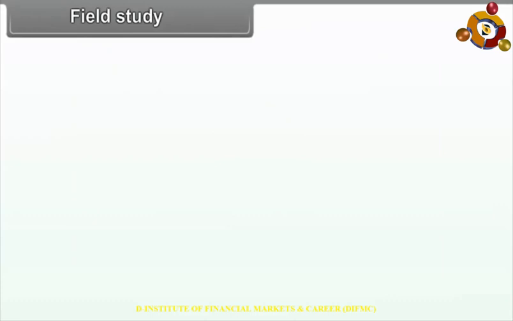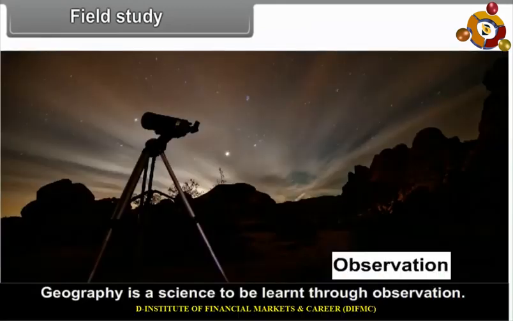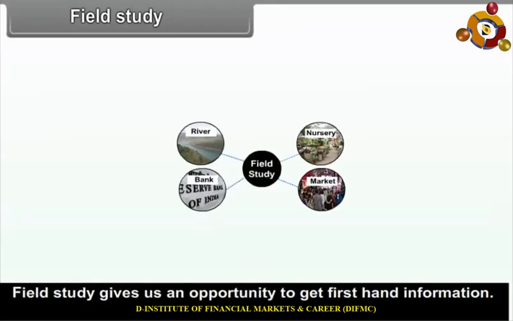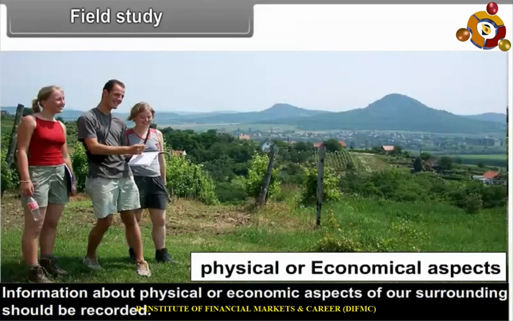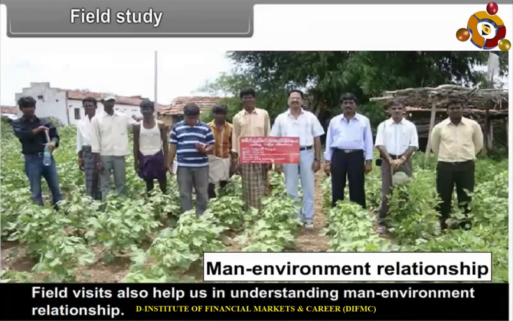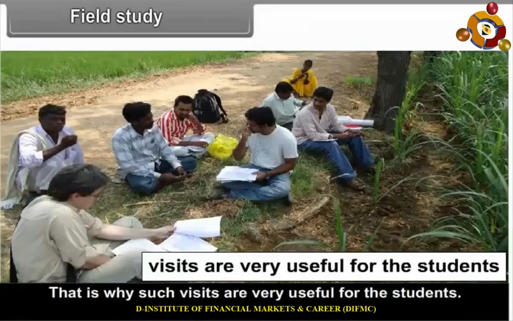(9.3) Field Study. Geography is a science to be learnt through observation. Field study gives us an opportunity to get first-hand information. Information about physical or economic aspects of our surroundings should be recorded. Field visits also help us in understanding man-environment relationship. That is why such visits are very useful for the students.